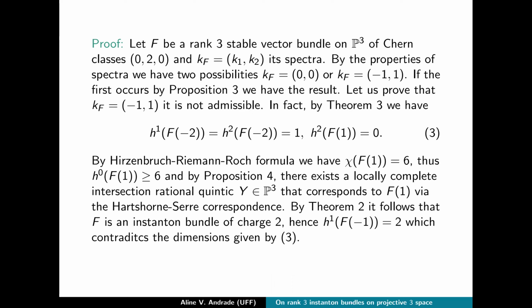Okay. Well, by theorem 2, it follows that F is an instanton bundle of charge 2, but since we have that, we cannot have that the dimension of F(-1) is equal to 2, which contradicts the dimensions that we have in 3. Okay, so we assumed that this spectrum is {-1, 1}, and we got a contradiction. So all rank 3 stable vector bundles on P3 of Chern classes 0, 2, 0 are in fact instanton bundles.